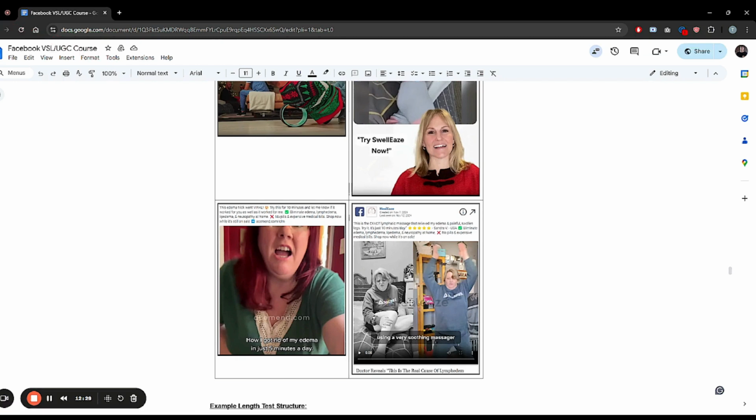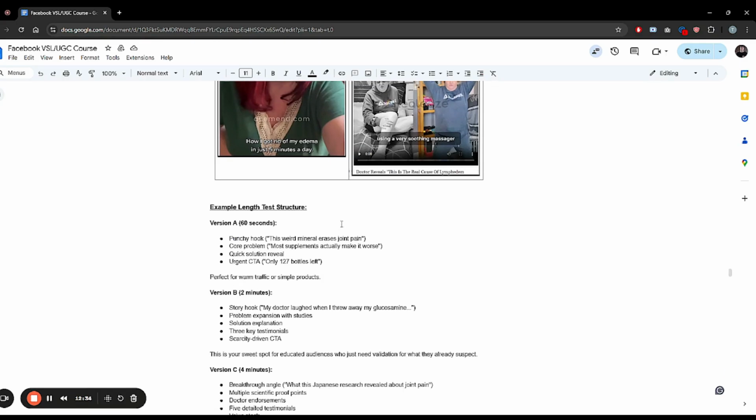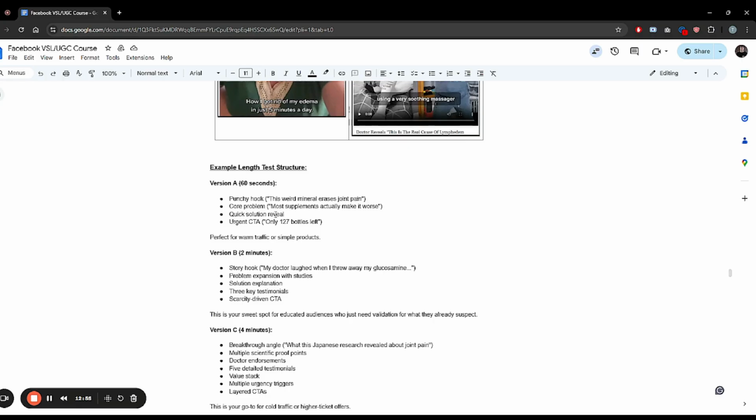And also the journey. And here it gives out a review. An example length test structure. If you have version A, 60 seconds, you can have a punchy hook: "This weird mineral erases joint pain." Then you move on to the core problem: "Most supplements actually make it worse." Quick solution reveal and urgent call to action. So, for example, "only 127 bottles left." And it's perfect for warm traffic or simple products that don't need too much explanation or don't need unique mechanisms and for the problems and solutions.